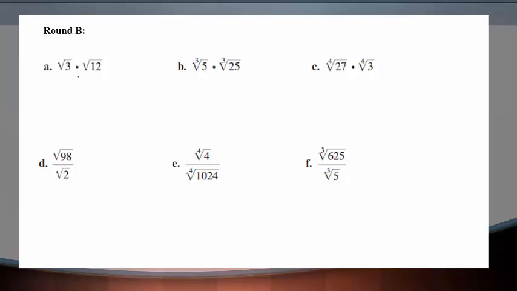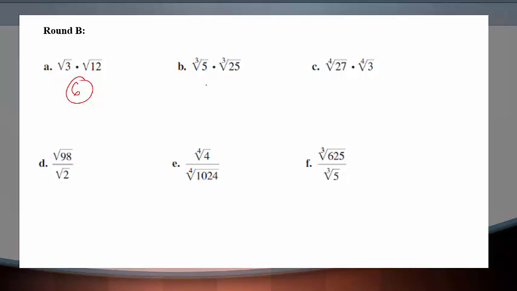I want to begin by just doing some simple arithmetic with different kinds of roots. So not so much focus on exponents right now, just focusing on different kinds of roots here. So A should be review. 3 times 12, you can multiply those together, they're radicands. So you get root 36, which of course is just 6.